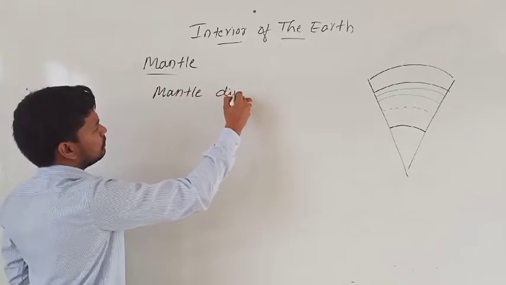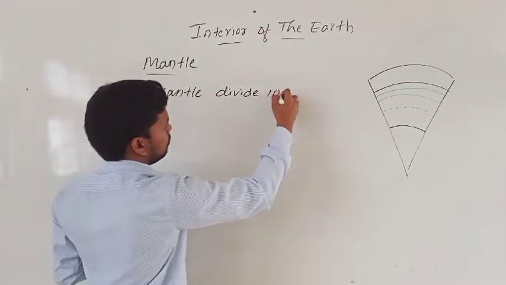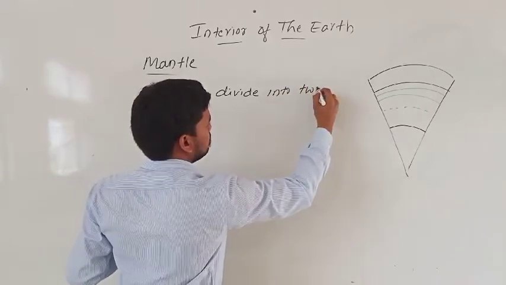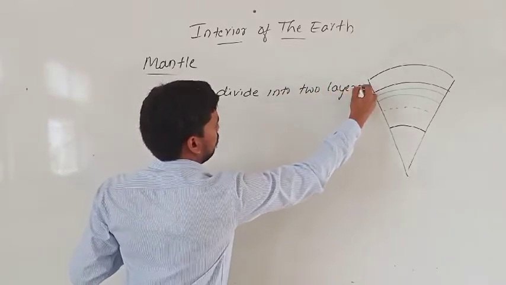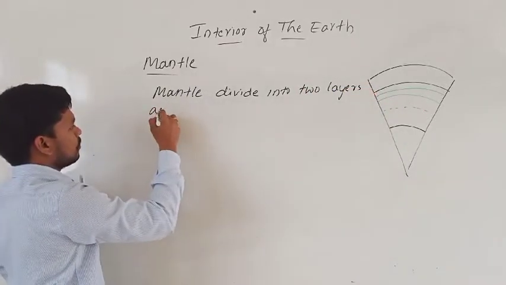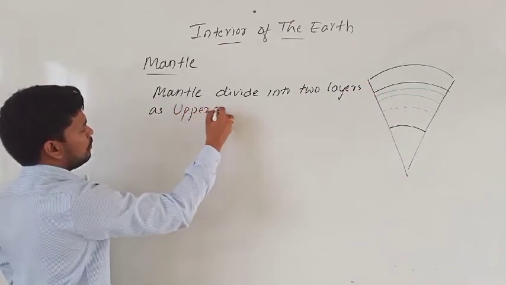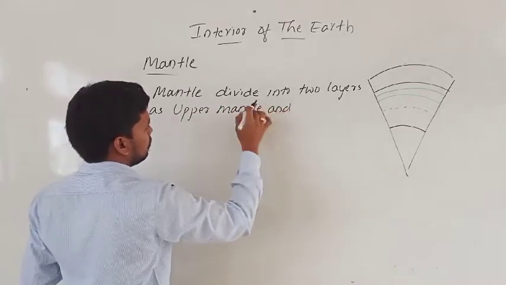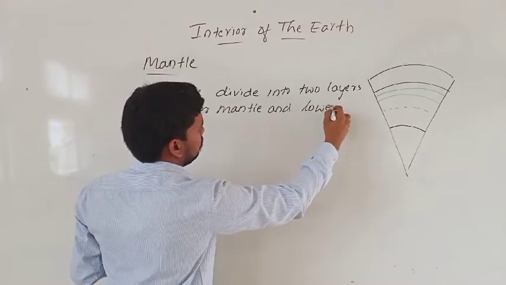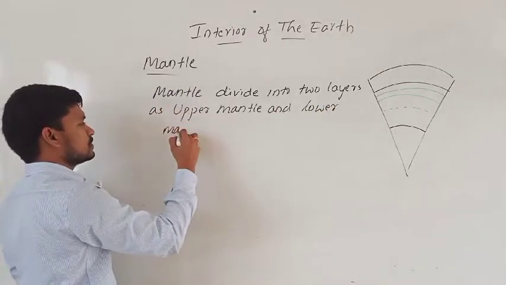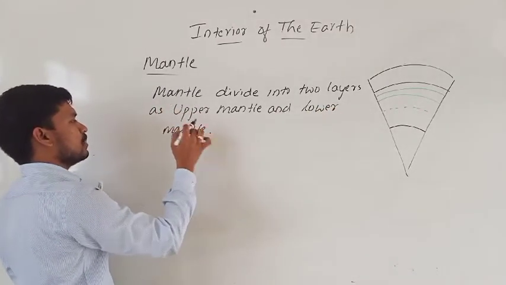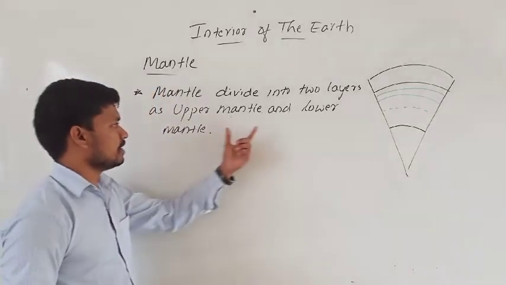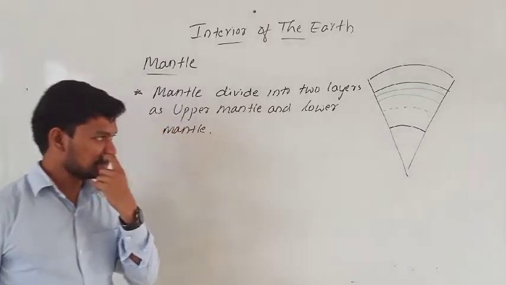The mantle is divided into two layers: upper mantle and lower mantle. These are the two layers in the mantle.